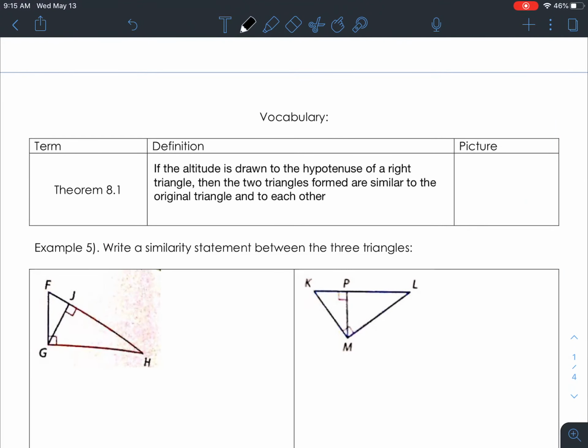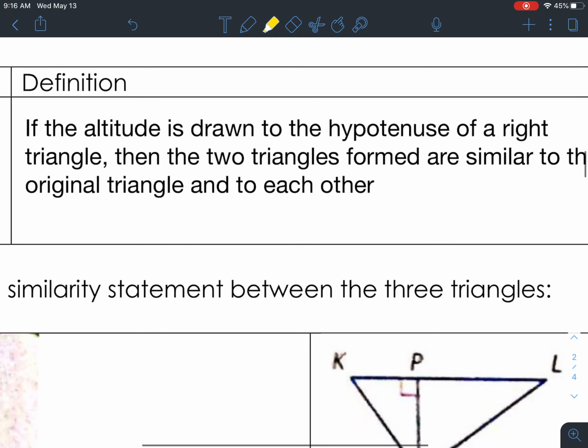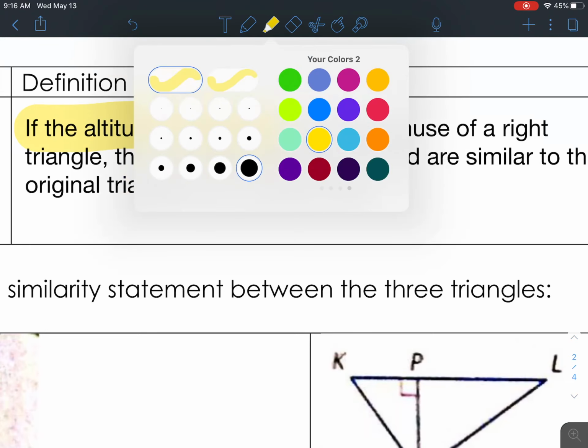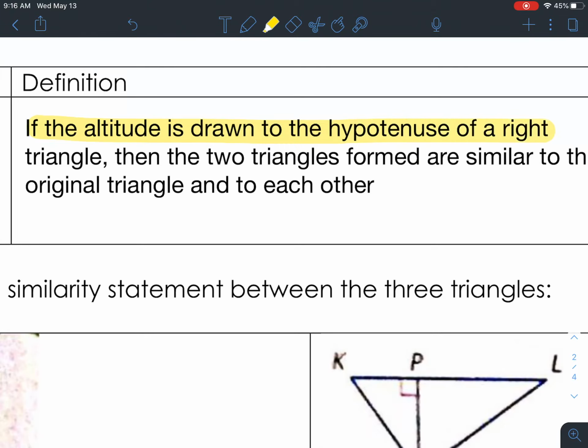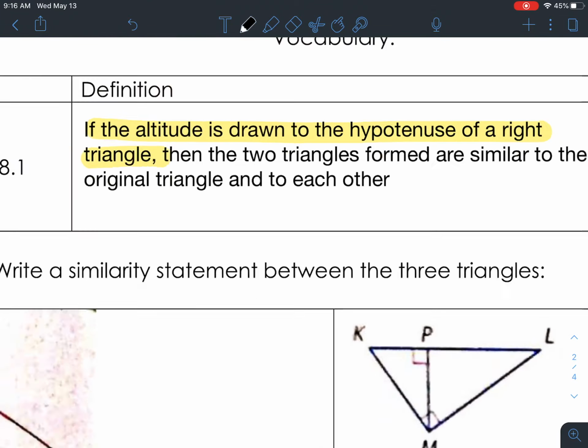Okay. All right. So now we're going to start with theorem 8.1. And I'm going to read the hypothesis for you guys. We're going to draw a picture of it, all right? And then we're going to read the conclusion. So the hypothesis says, if the altitude is drawn to the hypotenuse of a right triangle. All right, so let's go ahead and draw that.